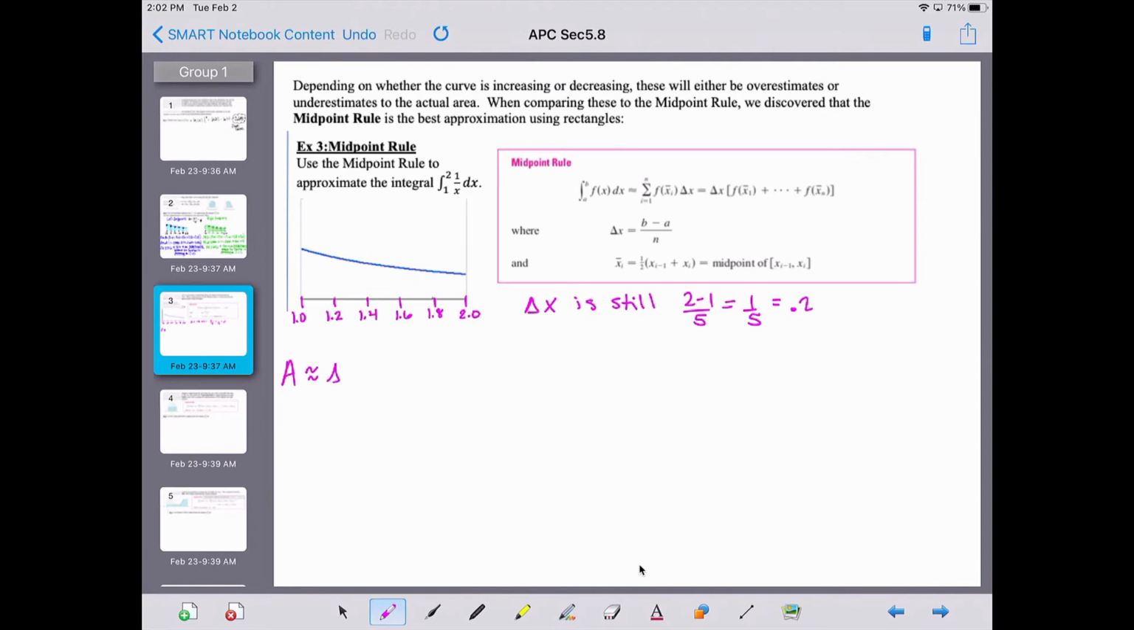And so my area this time, though, is going to be a little bit different. My area is going to be equal to my delta x times, but now it's going to be the midpoint between f of 1 and f of 2, which is going to be f of 1.1 plus, and then the midpoint between 1.2 and 1.4 would be 1.3 plus, and the midpoint between 1.4 and 1.6 is 1.5 plus, and the midpoint between 1.6 and 1.8 is 1.7 plus, and the midpoint between 1.8 and 2.0 is 1.9.